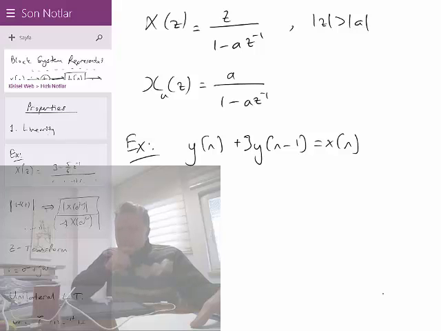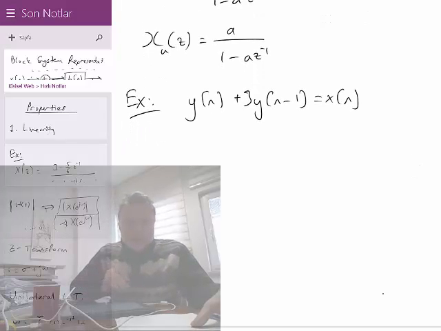And in order to find the impulse response of this thing, we need one initial condition. Just like the first order unilateral Laplace transform will require one initial condition. And in the Laplace case, we have the first derivative. Here we have a first delay. And that will be like this.